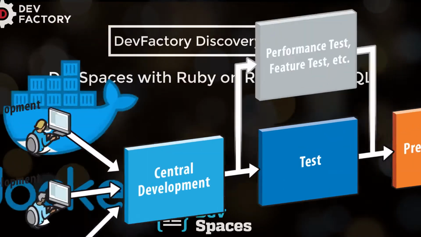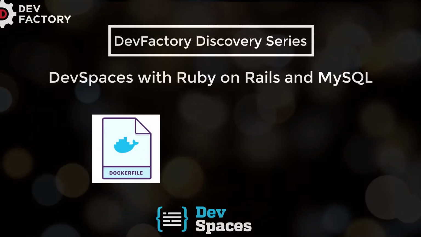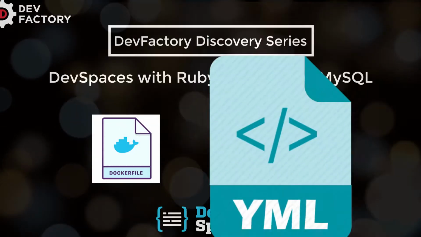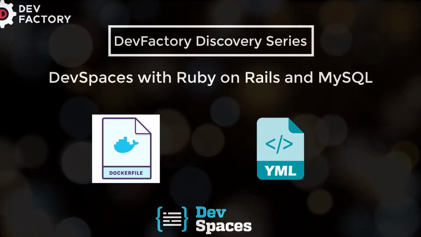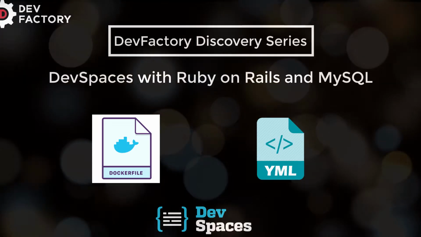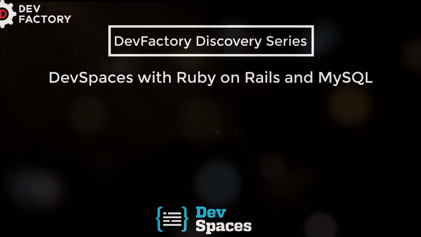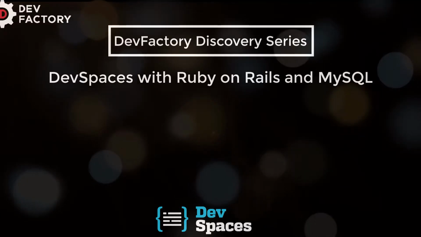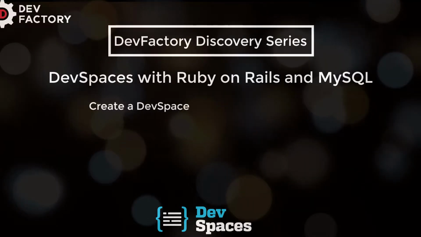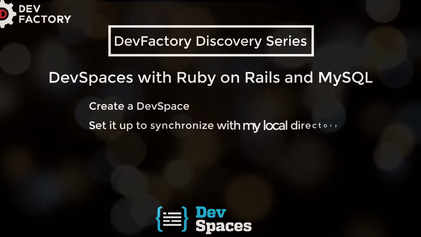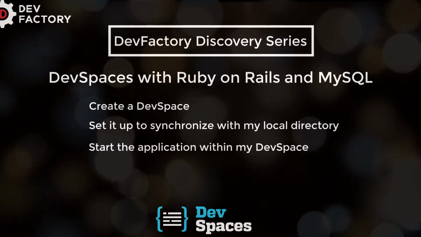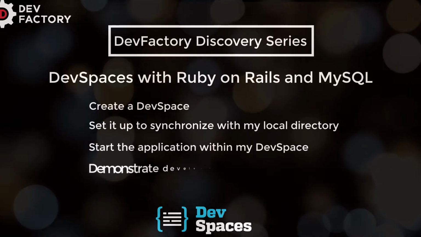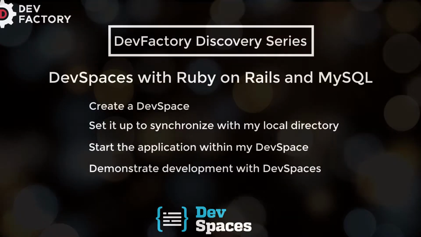To create a DevSpace, we need both a Docker file that describes how to build the Docker image and a DevSpaces YAML file that describes our DevSpace and indicates what ports to expose and what environment variables to pass in. In the next few minutes, I'll show you how to create a DevSpace, set it up to sync with my local directory, start my application within the DevSpace, and make some small code changes to demonstrate what it's like to develop and test in DevSpaces.